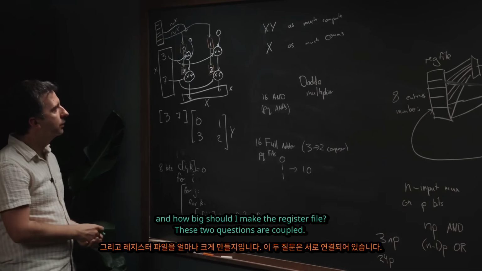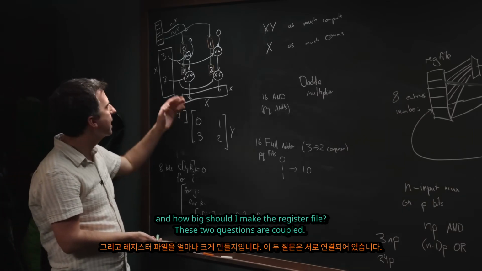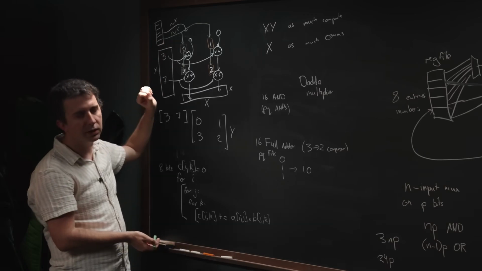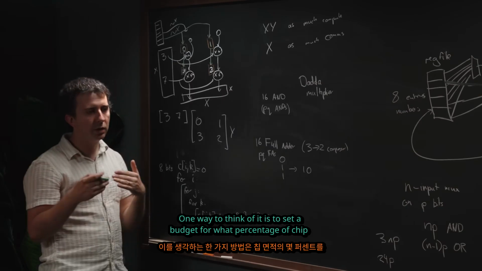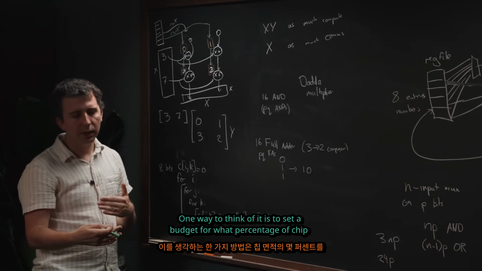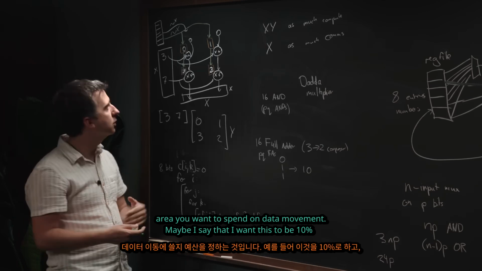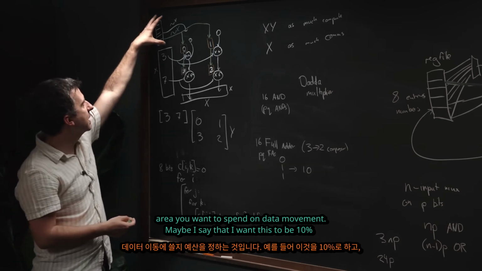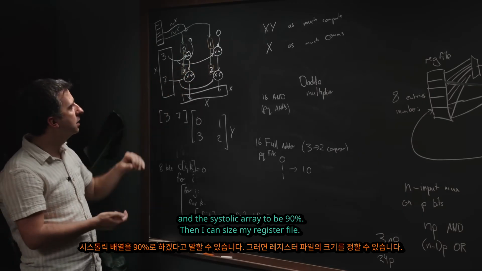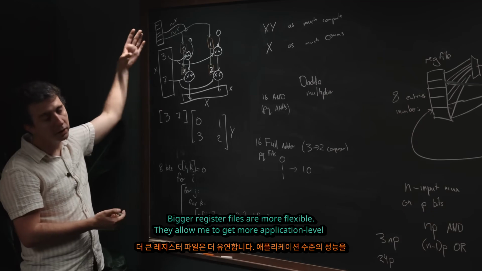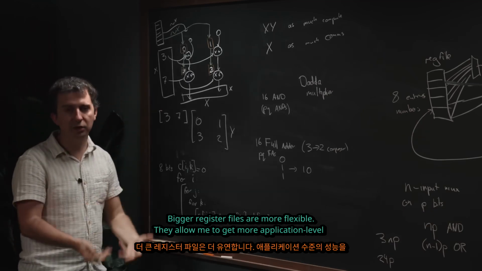And then the trade-off for the size of the systolic array, actually these two questions are coupled, is that one way to think of it is to say I'm going to have a budget for what percentage of my chip area I want to spend on data movement. So maybe I say that I want this to be 10% and the systolic array to be 90%. And then I can size my register file. Bigger register files are more flexible. They allow me to get more application-level performance out.